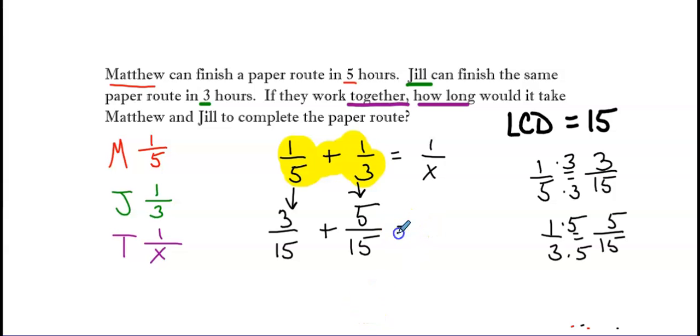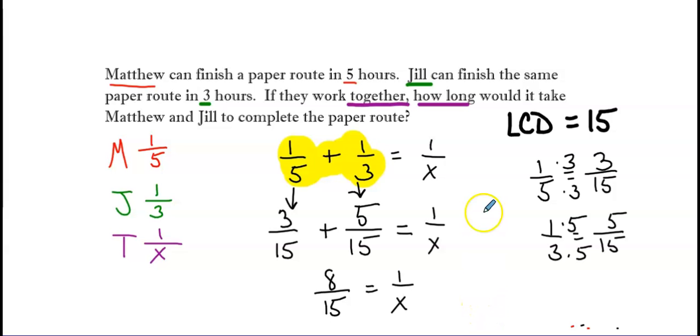I'm going to leave this 1 over x this time. Yesterday we changed all of them to 15x, but I'm going to do it a little bit differently today because I want to show you another way to solve these. Now I can add the 3/15 plus the 5/15. That would be 8/15. You just add the numerators. So 8/15 equals 1 over x.